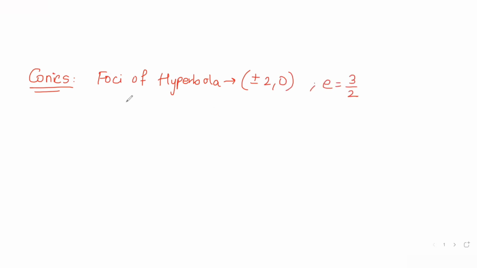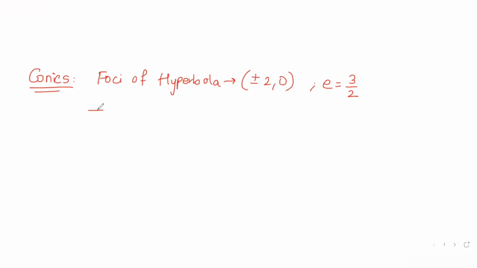Let's see today's question. Today's question we are taking up from the topic of conics. The question tells us about the foci of a hyperbola, so this question is based on the concept of hyperbola. The foci of the hyperbola are given to us as plus minus 2 comma 0. We have been told that the eccentricity of the hyperbola is 3 by 2.